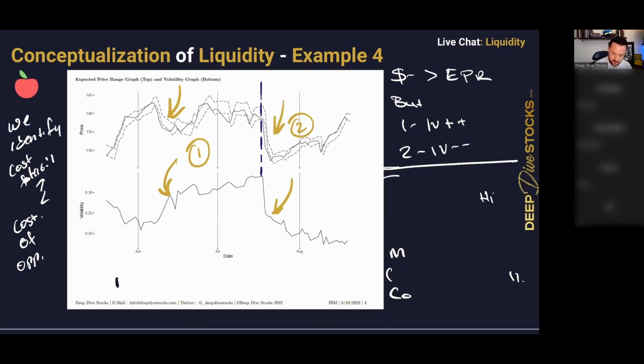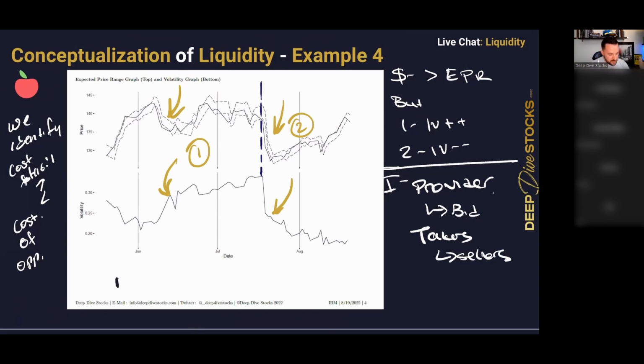Who was in zone 1? Who was providing liquidity? Who was your liquidity provider? The buyers. And liquidity takers? The sellers. Good. So we've conceptualized zone 1, right? We had an instance where the sellers were eager to leave. There were more sellers than bid. Volatility was increasing. Liquidity was diminishing. How do we know? We're going to get to that later, I guess. So let's look at zone 2.